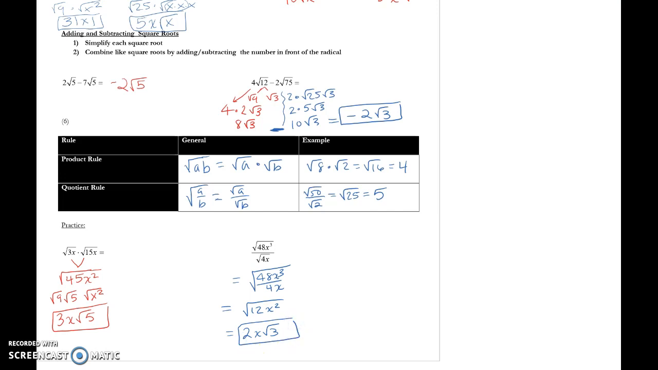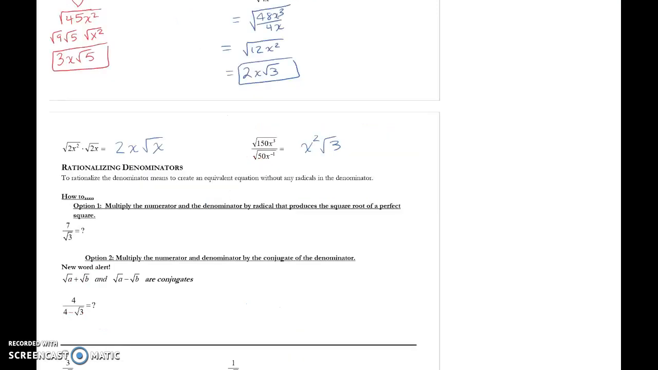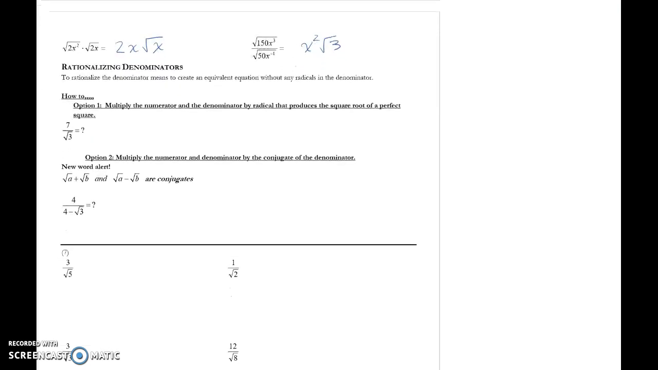Okay, go ahead and pause the video and try those other couple problems, and I will post those answers as soon as you restart the video. All right, so you should have gotten 2x root x and then x squared root 3. Again, if you're not getting that, definitely have those questions for me when you come back to class.